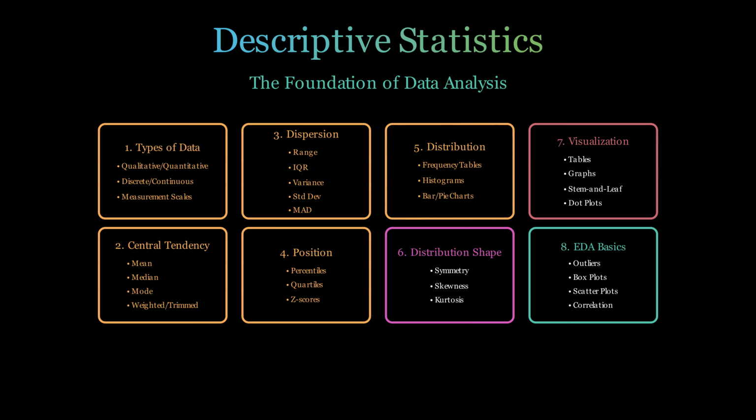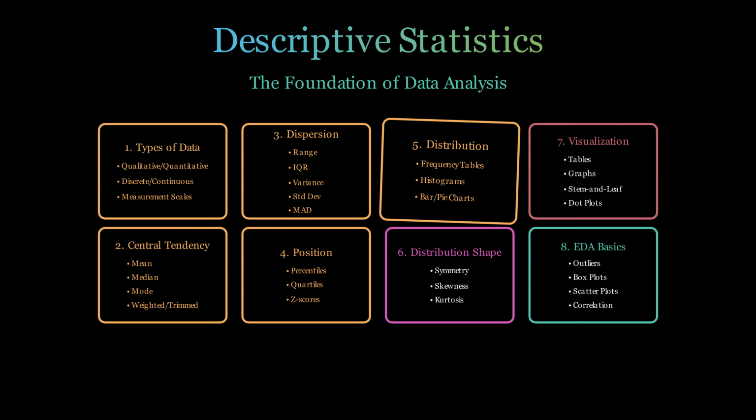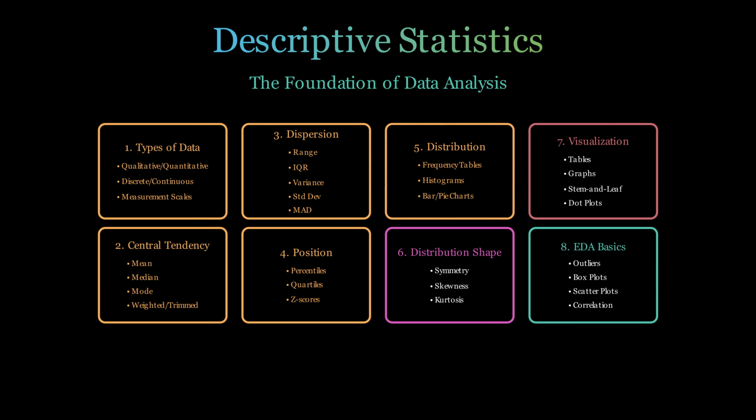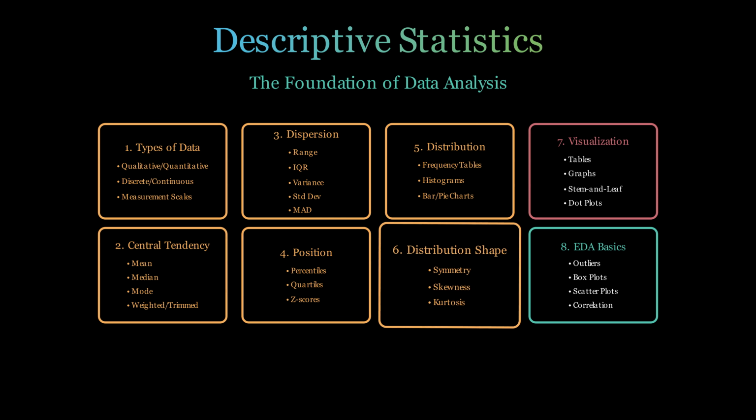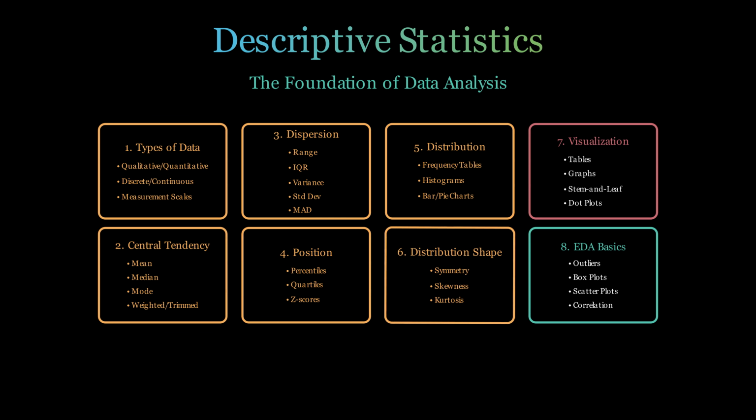Distributions organize data values by frequency. Tables and charts like histograms help visualize how values are distributed. Distribution shape reveals symmetry and outliers. Skewness measures asymmetry, while kurtosis shows tail heaviness compared to normal distribution.